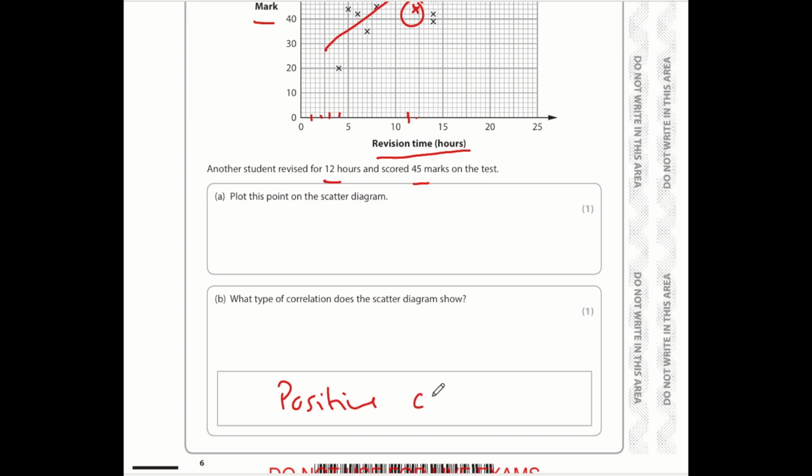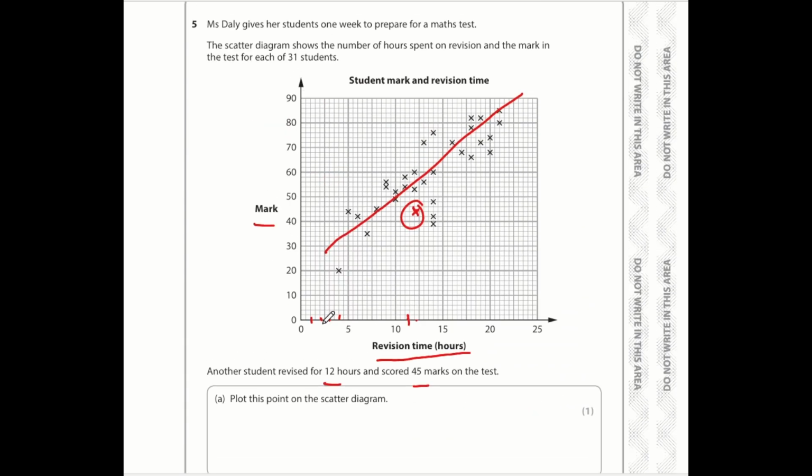That will do. We probably don't need to write the word correlation. Positive correlation. So what this means is, as we increase the revision time, we're increasing the marks received on the test, which kind of makes sense, doesn't it?